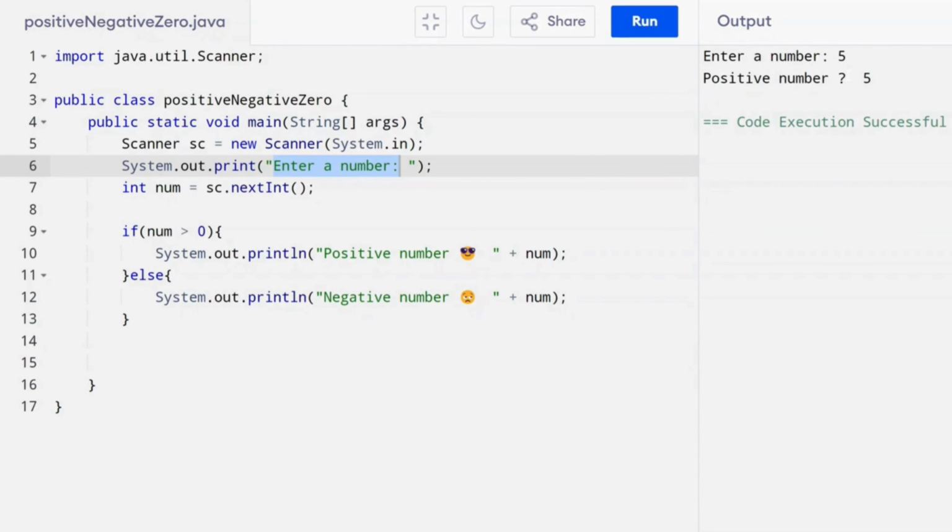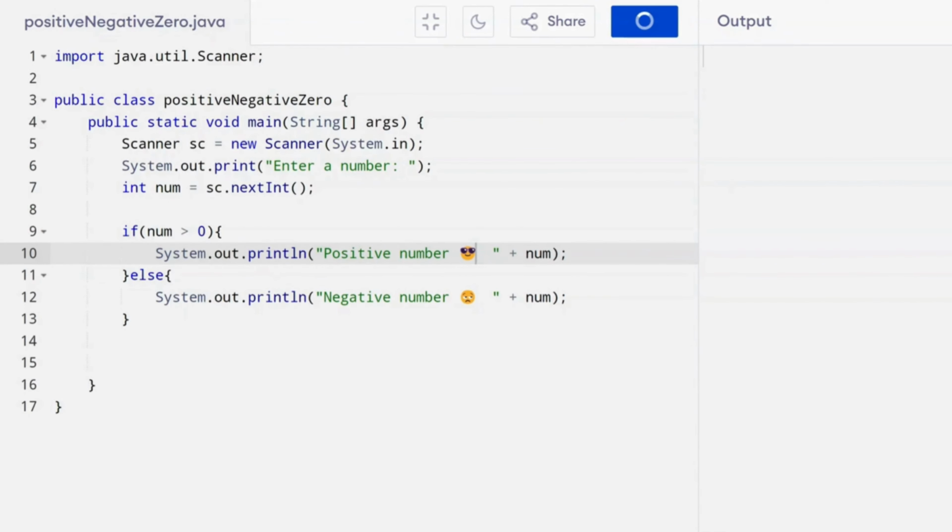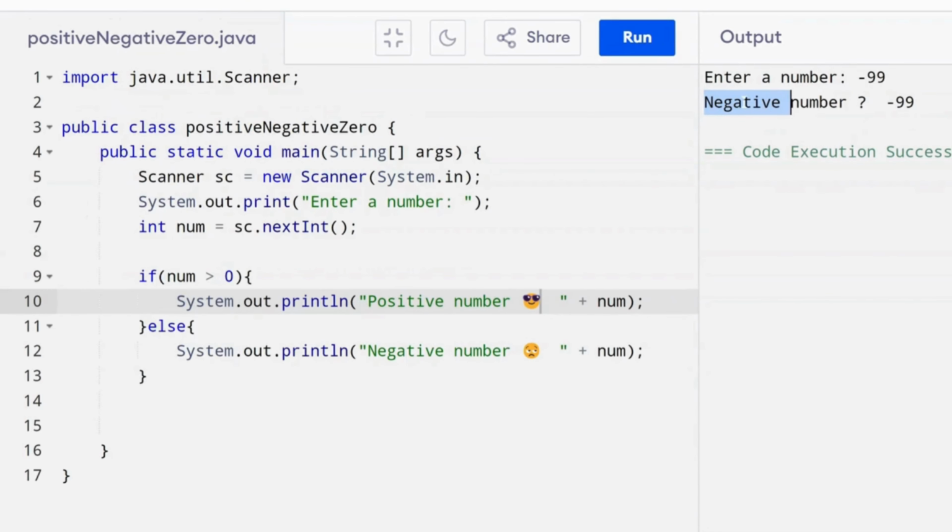I'm providing the number 5. In that case, it displays the positive number. You observe here, emojis are not displayed. Clearly observe, emojis are not displayed. And we can experiment on lots of numbers. Please pause the video and experiment on this. Again I am using 99. Okay, the number is 99. This time I am using a negative number, that's why it's showing negative number.